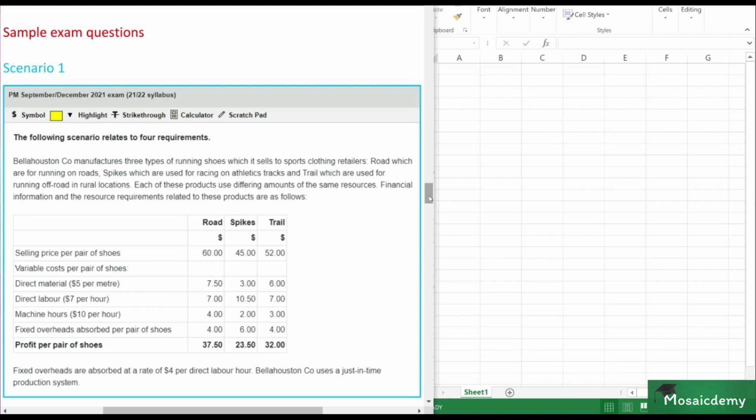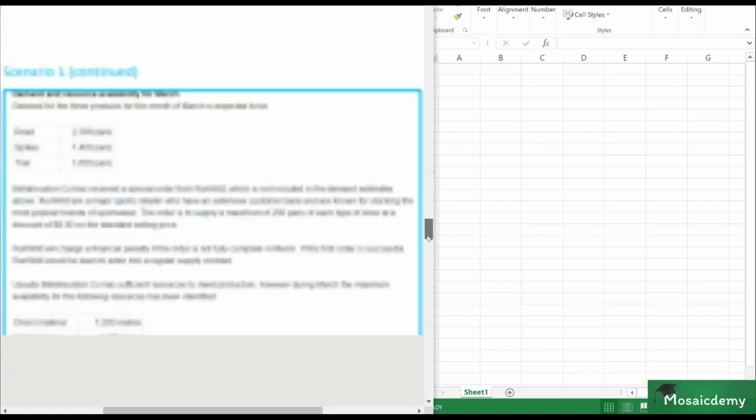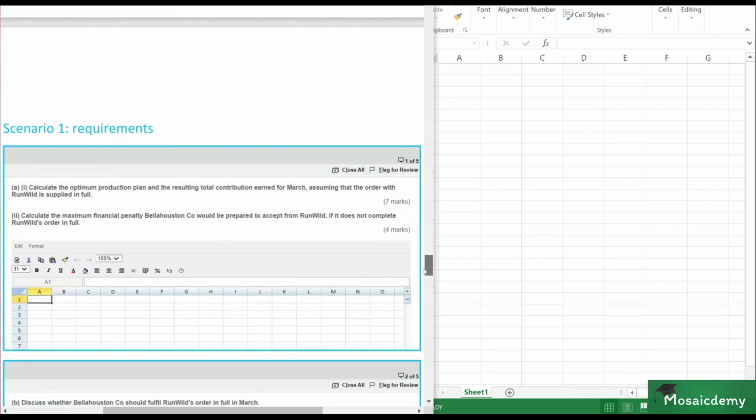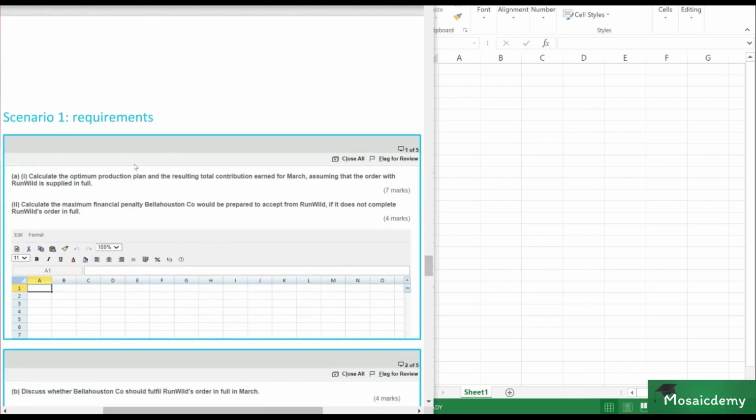As always, we're going to start with the requirements. So the requirement for part A says, for 7 marks, part 1, calculate the optimum production plan and the resulting total contribution earned for March, assuming that the order with Run Wild is supplied in full. And then there's a second part later on for 4 marks. So 7 marks for a calculation. What's the calculation? Calculating the optimum production plan.